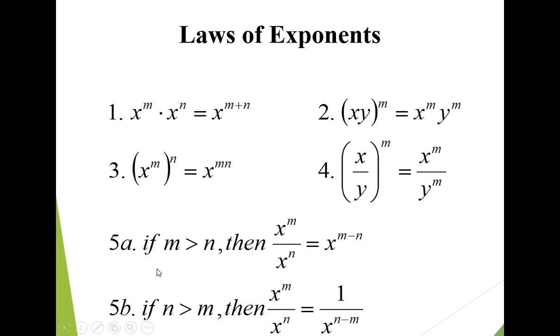Law number 5 is divided into part A and part B. Let's look at part A. If m is greater than n, then x to the m divided by x to the n is equal to x to the m minus n. So this is applying to division. Once the bases are the same, we simply subtract the powers. Now part B of this law. If n is greater than m, then x to the m divided by x to the n is equal to 1 over x to the n minus m.